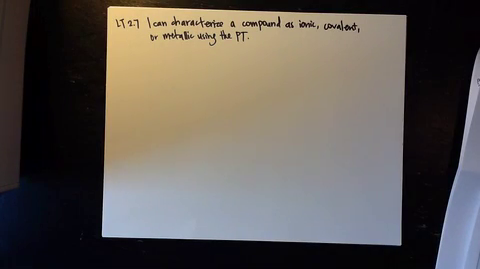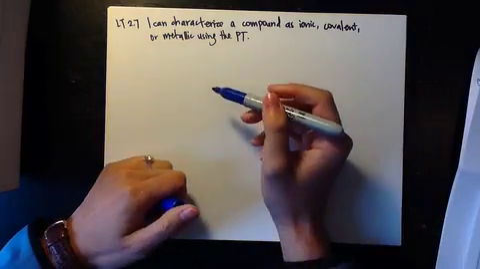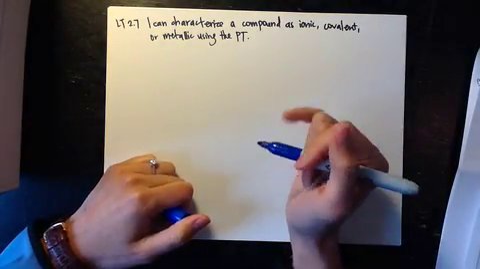Learning target 2.7. I can characterize a compound as ionic, covalent, or metallic using the periodic table. All right. This is a nice and easy learning target. All you're doing is using the periodic table to figure out if something is ionic, covalent, or metallic.